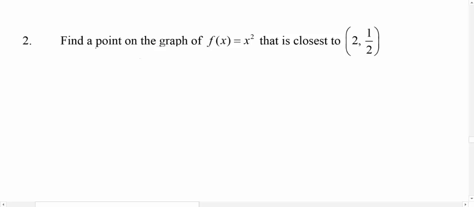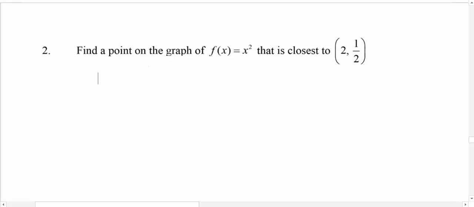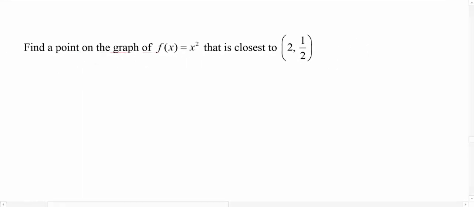It says find a point on the graph of f of x equals x squared that is closest to (2, 1/2). So if I just give myself a sketch of what's going on here, I can quickly sketch f of x equals x squared, something like so.